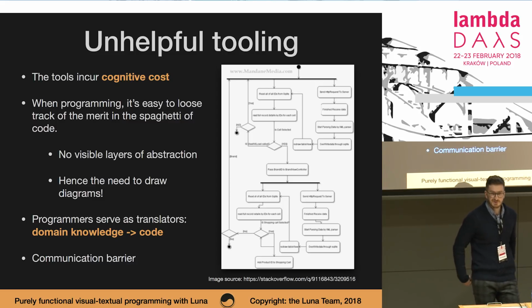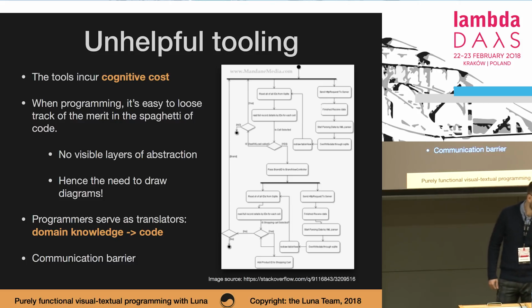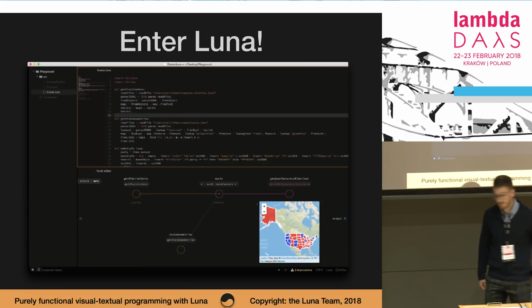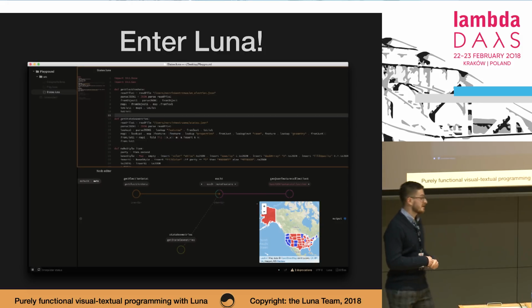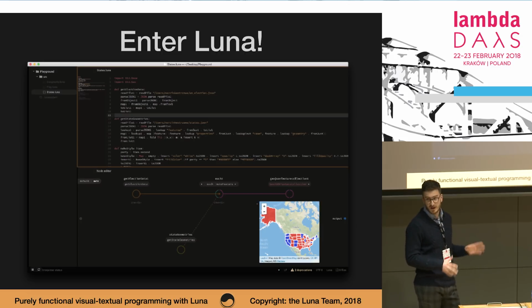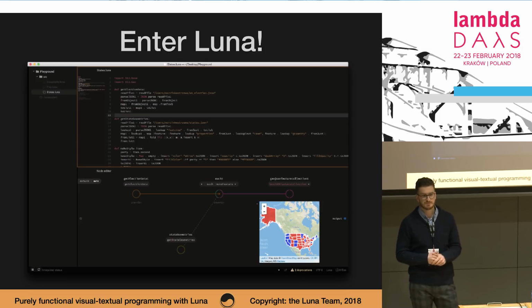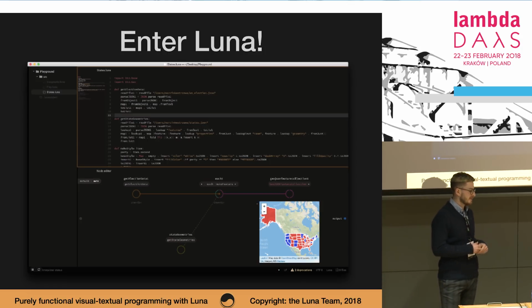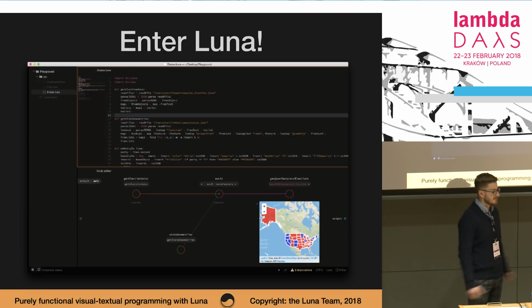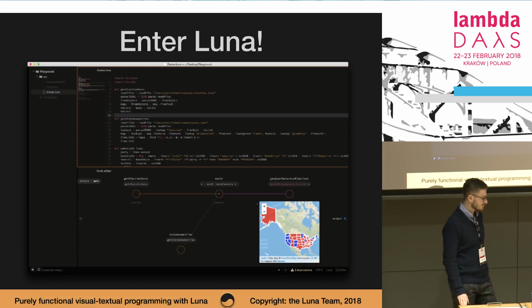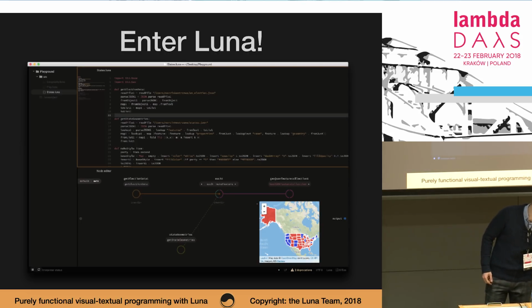So what can we do to mitigate all those problems? Well, the answer would be Luna, or rather visual-textual programming. And I think one remark is in order. I am not trying to sell you a silver bullet that will magically make all of your problems disappear. I would much rather talk about a proposed paradigm shift, right? We propose a different way of approaching software development. So right now, let's take a look at what Luna actually does.